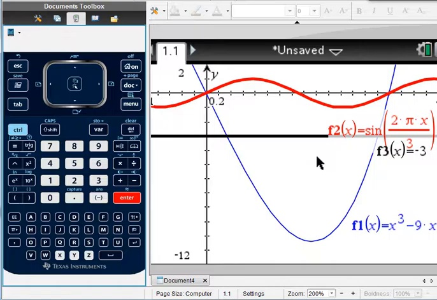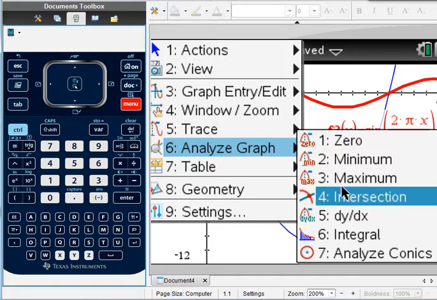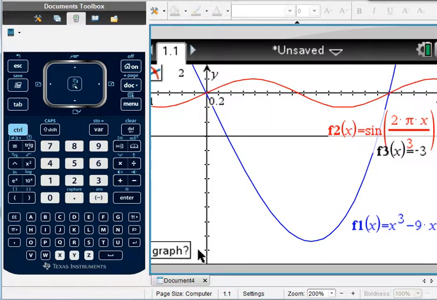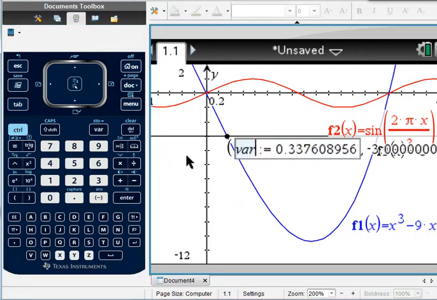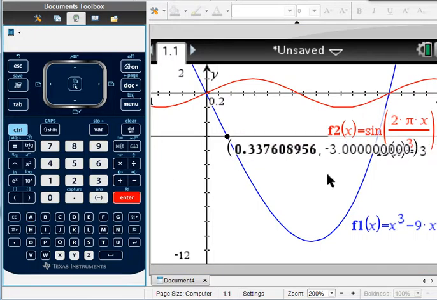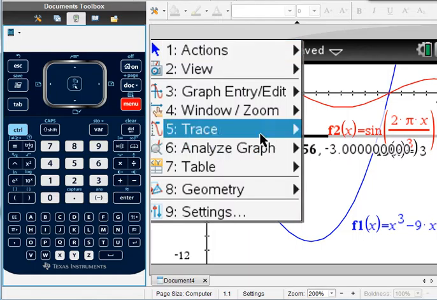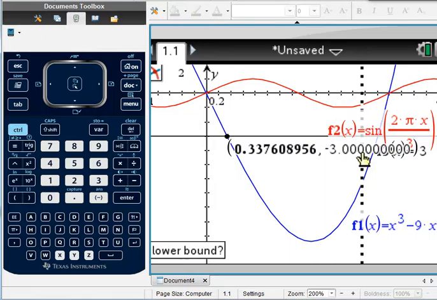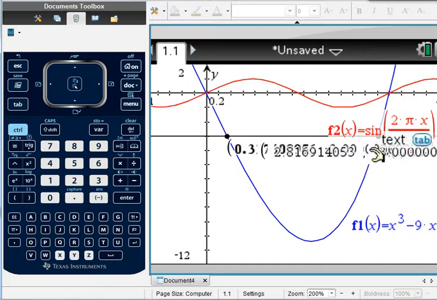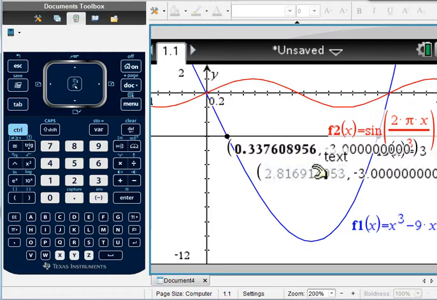And then again, to find your points of intersection, what you do here on the Inspire is menu, analyze graph, intersection. So notice now, since we have 3 graphs in here, it says graph with a question mark. So you have to click on which 2 are intersected. So click on there, F1 and F3, and then do the lower and upper bound, so it knows which ones you are trying to find are intersected. And then you would store that. It's A, and same thing for your other point of intersection. Click on the two graphs that are intersecting there. Lower bound, upper bound, and there's our other point of intersection.